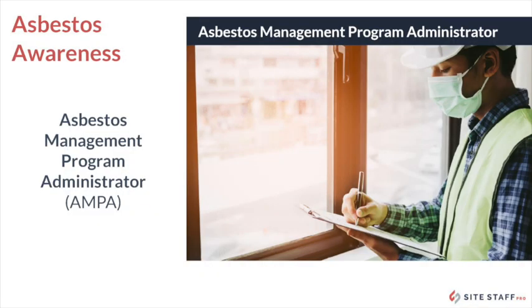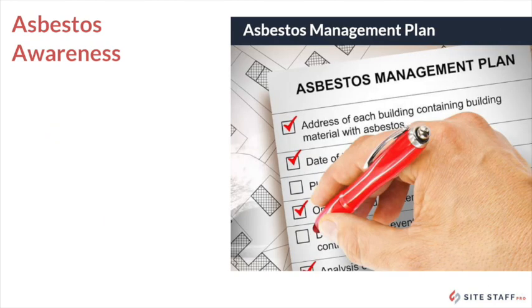Most companies have a designated individual identified as their Asbestos Management Program Administrator, or AMPA. Check your policies to find out who is your person to contact. If asbestos is present in your building, you will also have an asbestos management plan, in addition to your asbestos report or hazmat report. Please take time to review this document as well.